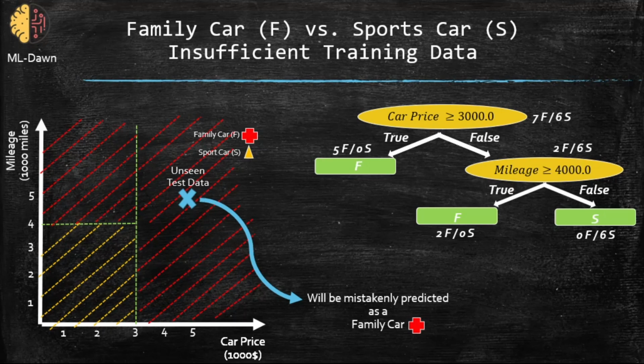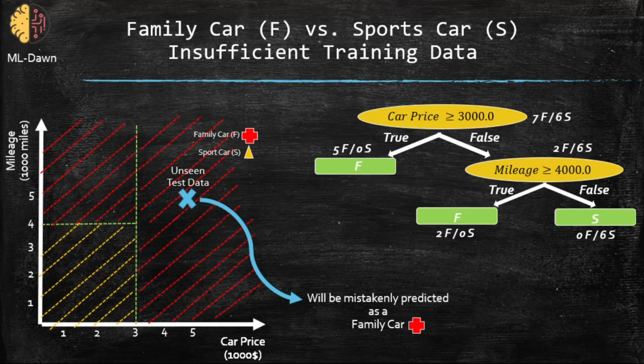Now, if the unseen test data happens somewhere in the area that our algorithm has not seen any data from, it hasn't seen anything up there. If a test data happens to be in that area, our algorithm is assuming that it's family car data, and it's again wrong.